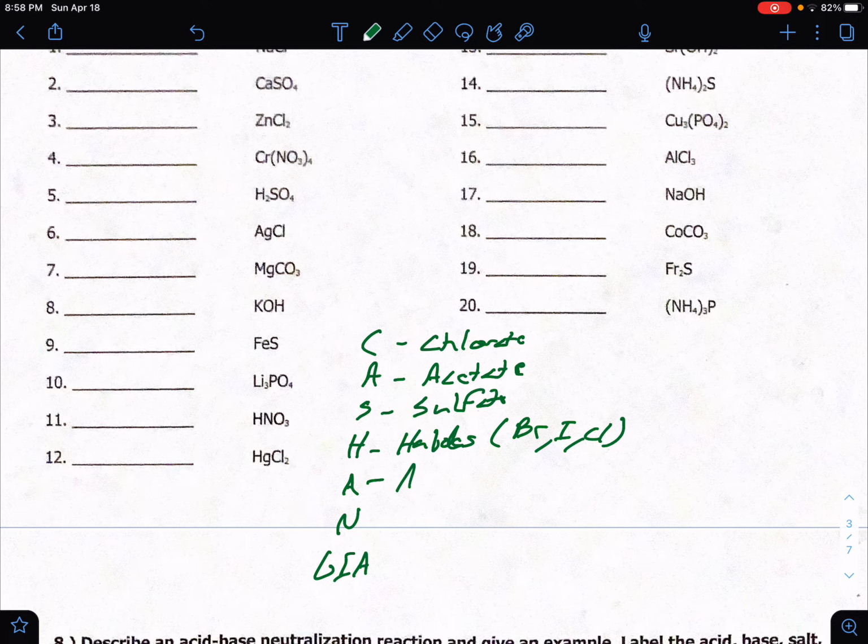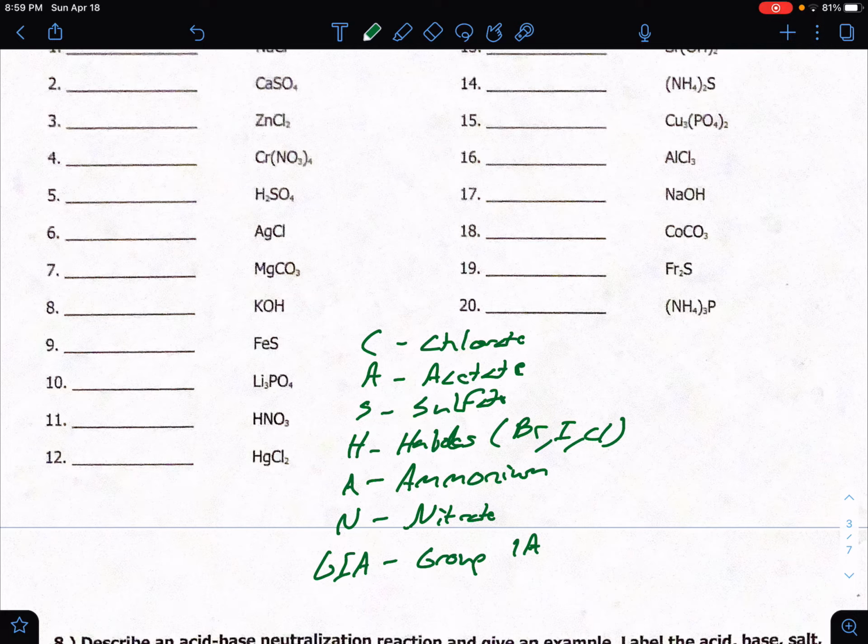My other A is ammonium. That's on your polyatomic list. And then the last one, N, is nitrate. That's on your polyatomic list. And Gia means group 1A. That just means the first column on your periodic table, starting at hydrogen and going down. Remember, if you have at least one of these on that list, it means you're aqueous. If neither of you is on that list, that means you're solid.